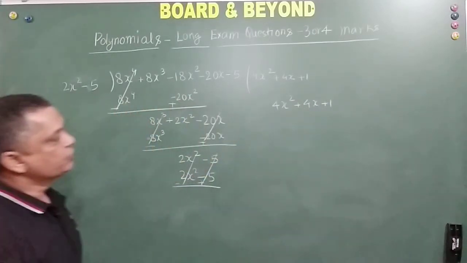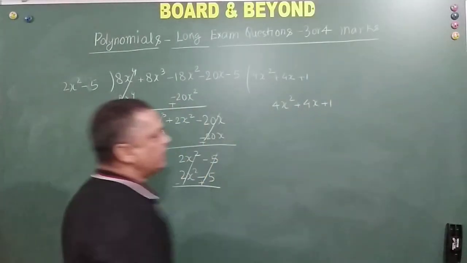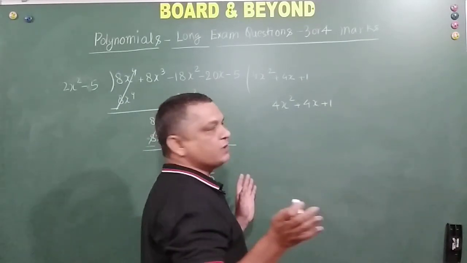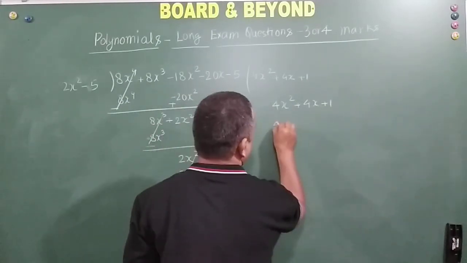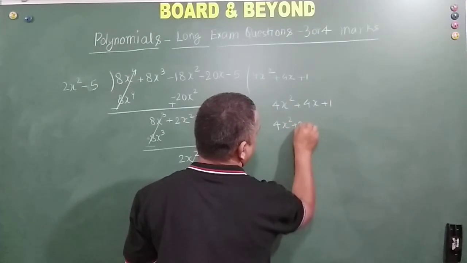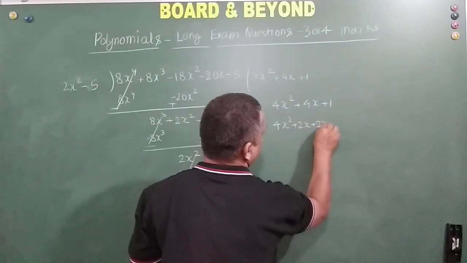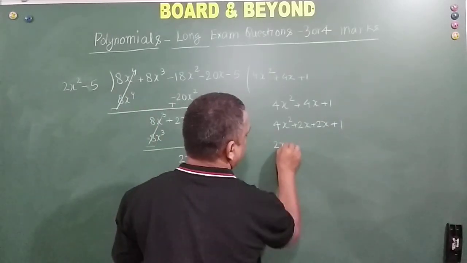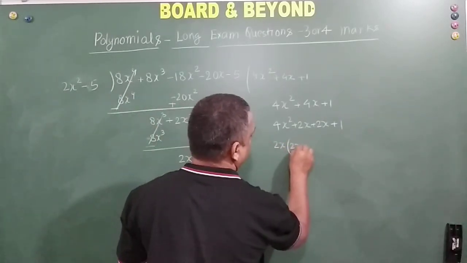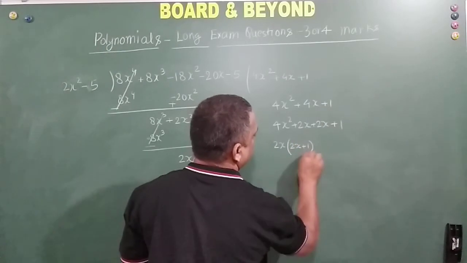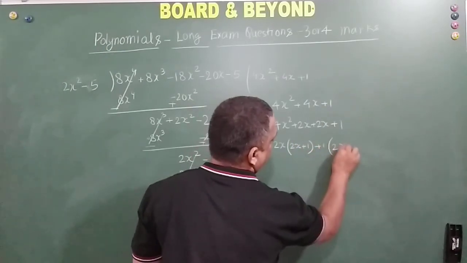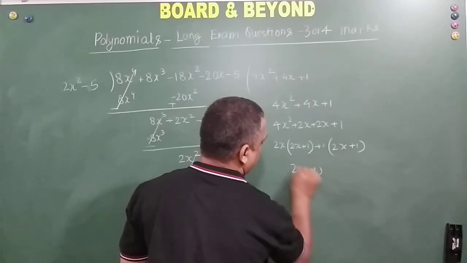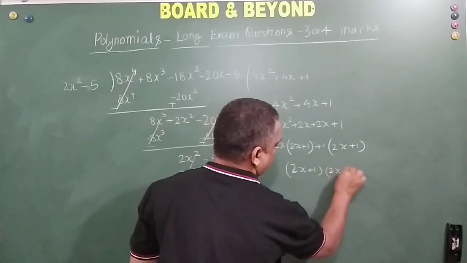Right, friends? So we will try to factorize this. Can we do that? So this product is 4x square. I need to break 4 into 2 parts so that I get this sum. So yes, I can do that. 4x square plus 2x plus 2x plus 1. Right? Taking 2x as common here, this leaves me with 2x plus 1. Taking 1 common here, 2x plus 1. So 2x plus 1 and 2x plus 1.